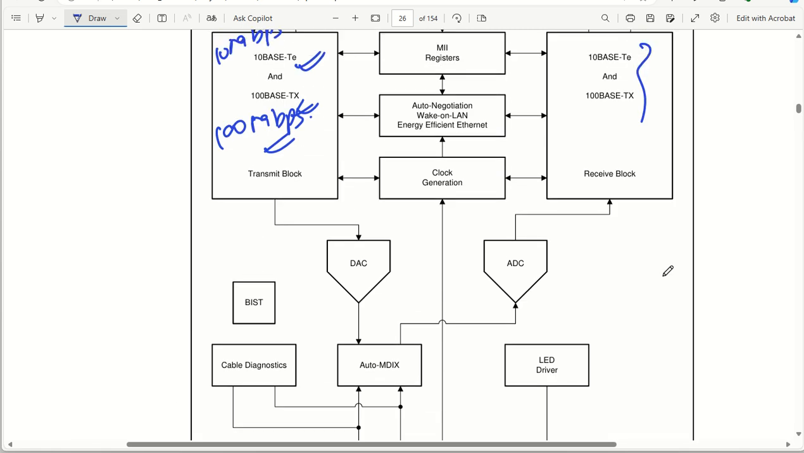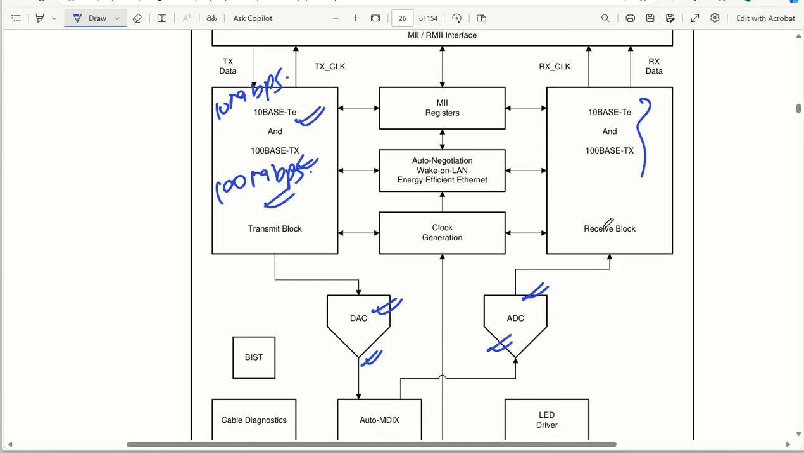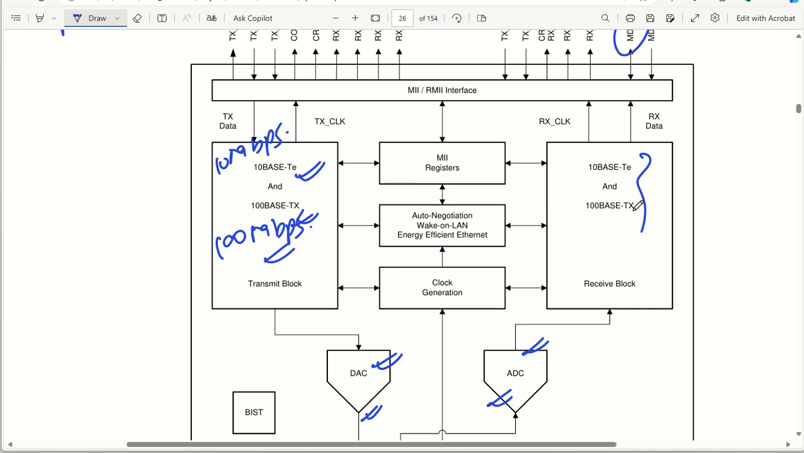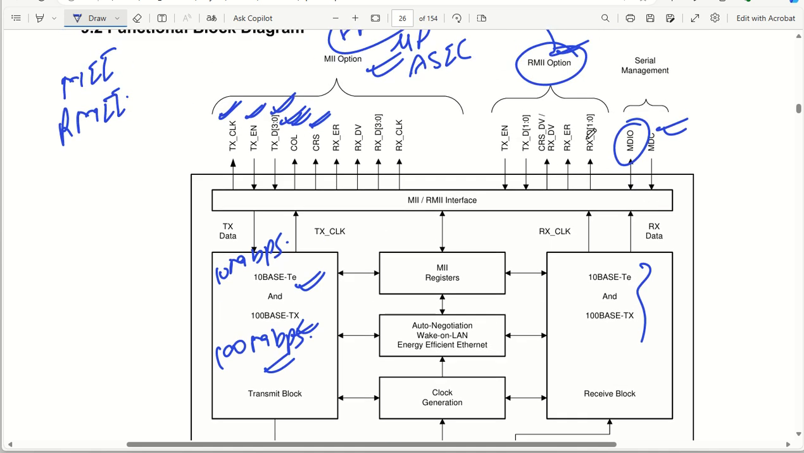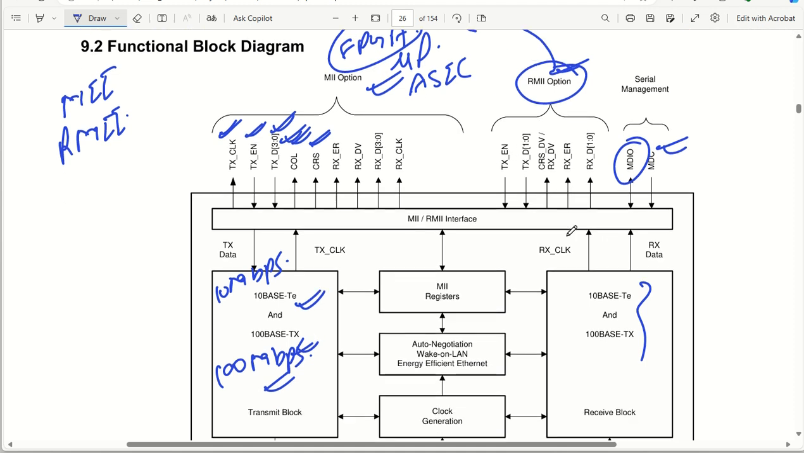At the same time you can see for the receive lines what is happening. The received data will come through this and then go through the ADC block. The DAC block is used to change it to the analog output, and the ADC block is used to change it to digital. Then the digital signal is received through the receive block, and this receive block sends it through the receive data line to your MAC device. So this is the thing that is happening.